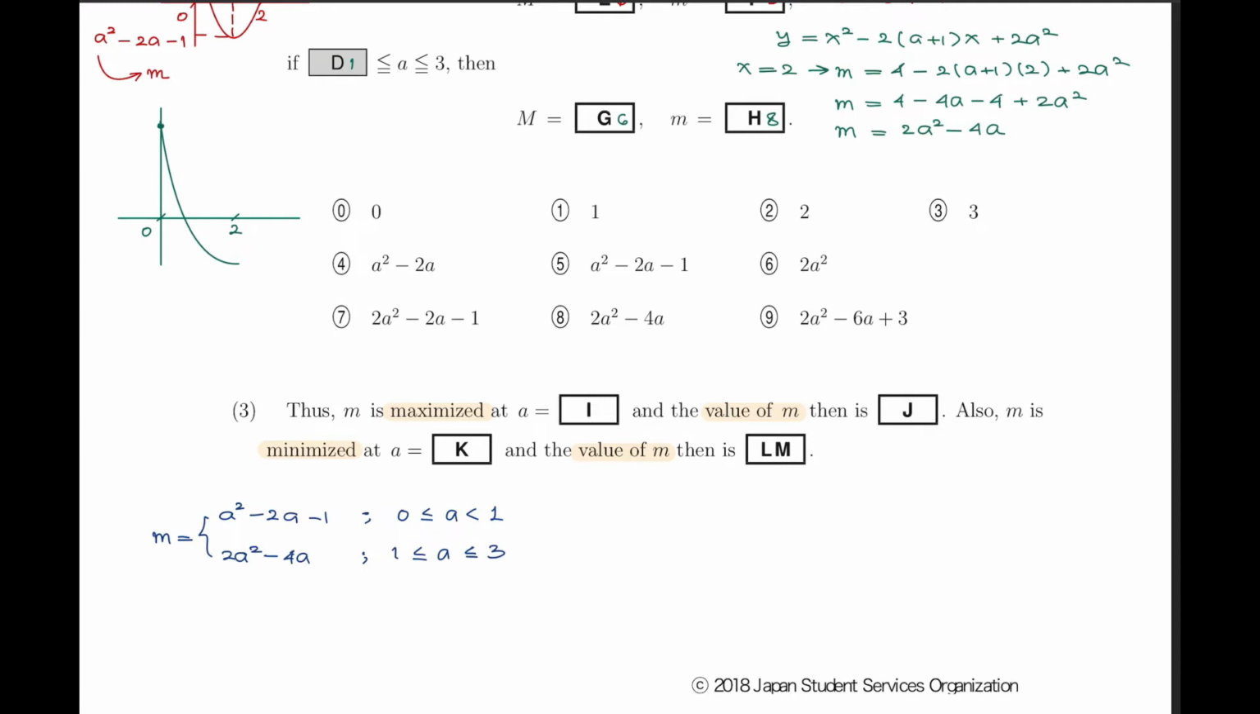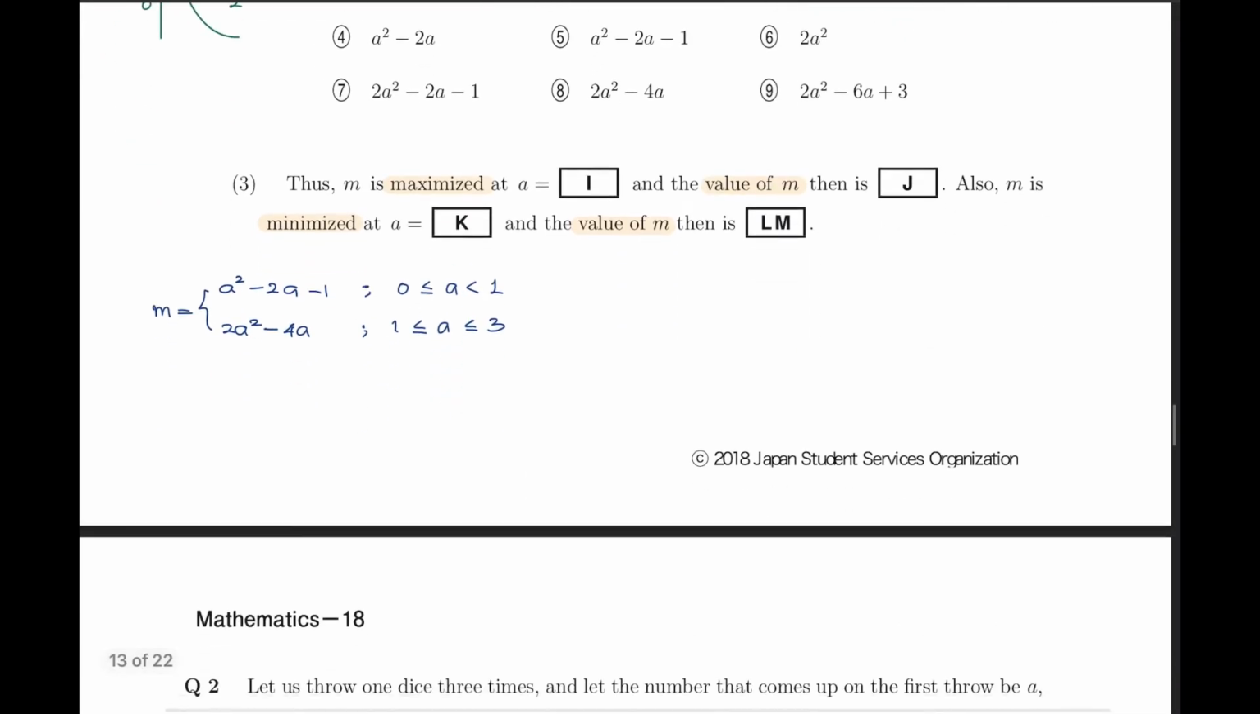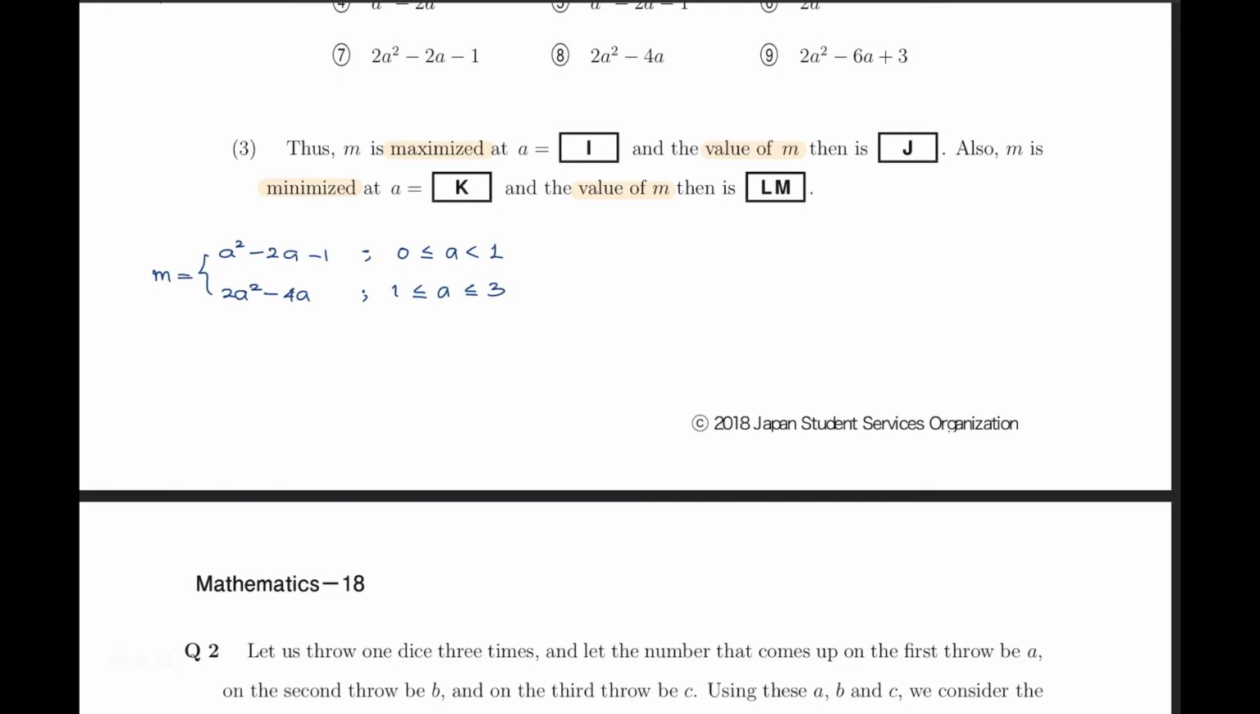To find the maximum and minimum value of m, I will try to sketch the curve of m. The vertical axis is m, and the horizontal axis is a. Let's say this is m, and this is a. And then we will sketch a from 0 until the maximum, which is 3. So let us focus on this region only, 1 until 3. From 0 until 1, we will sketch this graph.